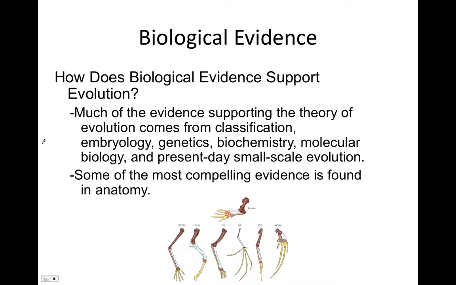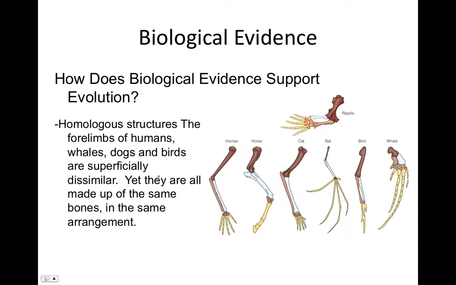Some of the most compelling evidence is found in anatomy, which is pretty easy to see. We're going to look at some examples. The first anatomical evidence of evolution is what are called homologous structures. Homologous structures are basically an example of divergent evolution. They're structures that share the same blueprint, the same basic fundamental design, but have slight variations to those basic designs to suit the needs of the organism's environment.